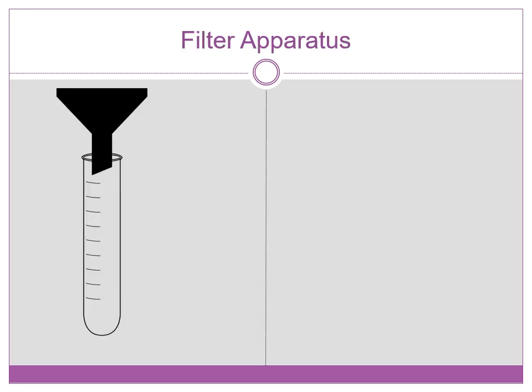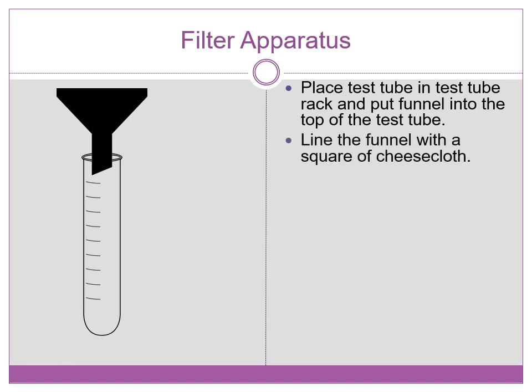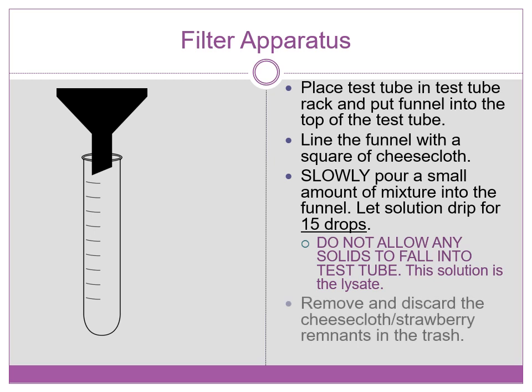A filter apparatus should be set up with a clean test tube and a clean funnel with cheesecloth inside. The cheesecloth inside of the funnel will allow for a filtering device. Once the lysis strawberry solution has been thoroughly mixed, it is then poured into the funnel with the cheesecloth and is allowed to drip into the test tube. There should be at least 15 drops that fall into the test tube.